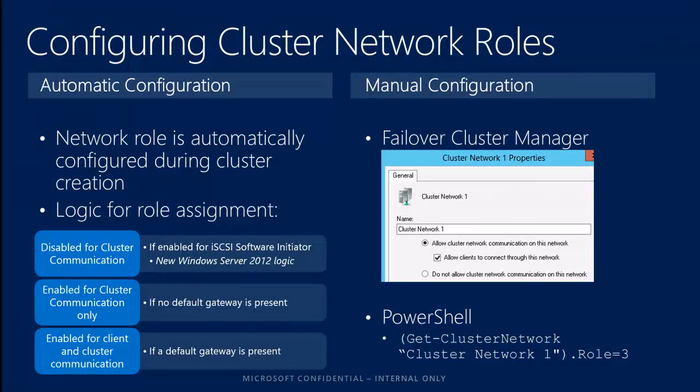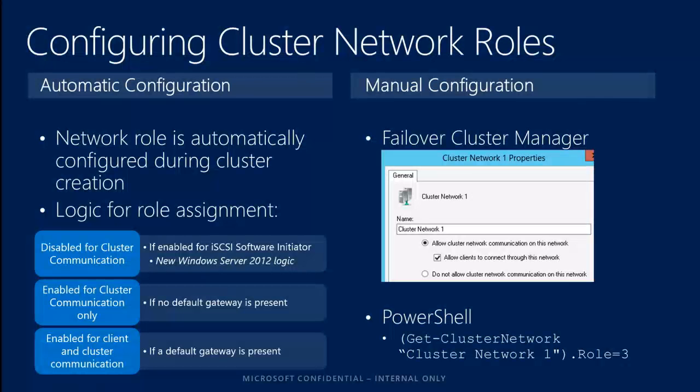So here's how we configure these. Clustering will automatically try to configure the role for you. The new logic is this: we used to never set a cluster network to disabled by default. We now will with Windows Server 2012. If we detect a network interface has the iSCSI software initiator bound to it, we will configure it as disabled for cluster use. We'll say, this is an iSCSI network, we're not going to use it, so let's disable cluster communication on it for you automatically. So that's new logic.